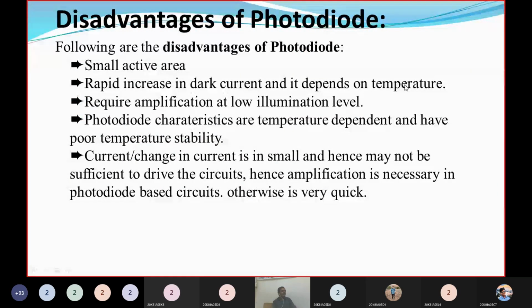Already we know the IV characteristics of the PN junction diode. The photodiode characteristics are also the same as a PN junction diode. In a PN junction diode, we observe that if you increase the temperature of the diode, the current also increases very suddenly. So that's why the dark current will increase.